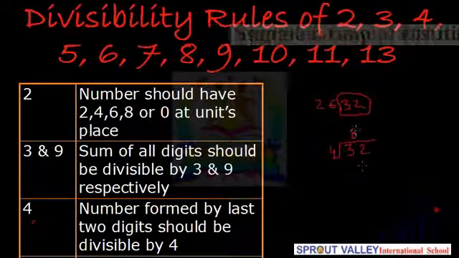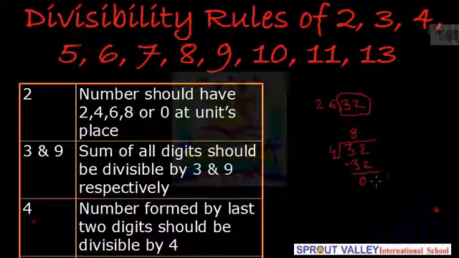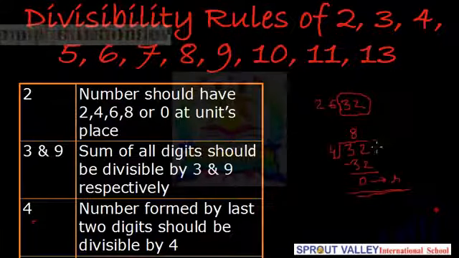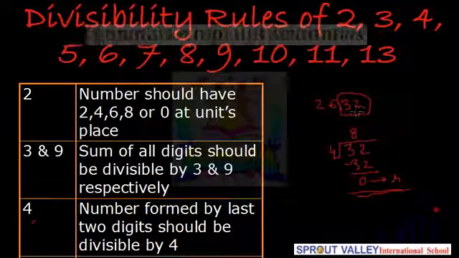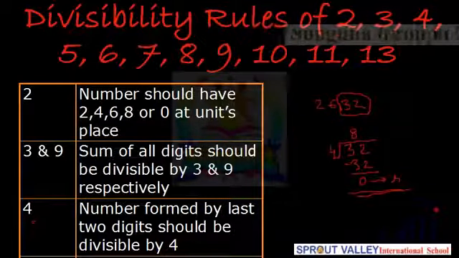4 8s are 32, right? And this gives us remainder as 0. So 32 is divisible by 4. That means 2632 will also be divisible by 4. So let's check its divisibility.